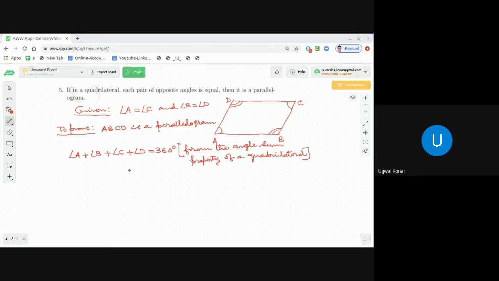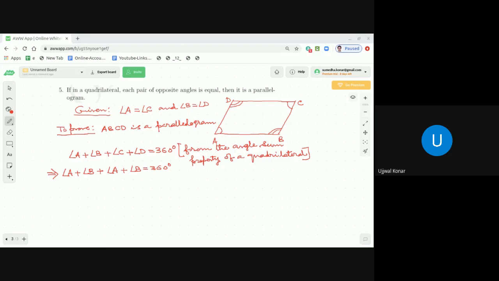So now, dear students, according to the question, it is given that angle C is equal to angle A. So what we can write from here is angle A plus angle B plus angle C, we can write angle A, and angle D, we can write angle B, that is equal to 360 degrees. Correct or not?